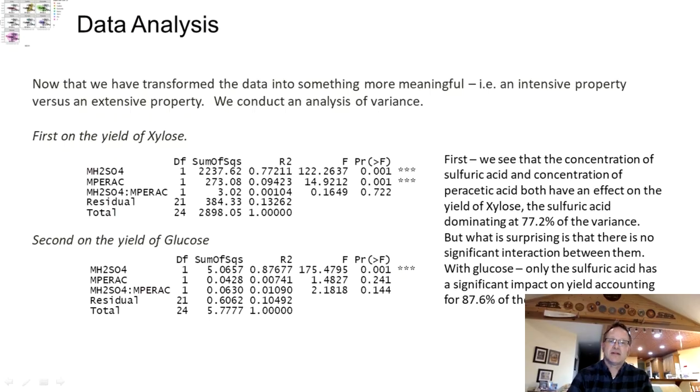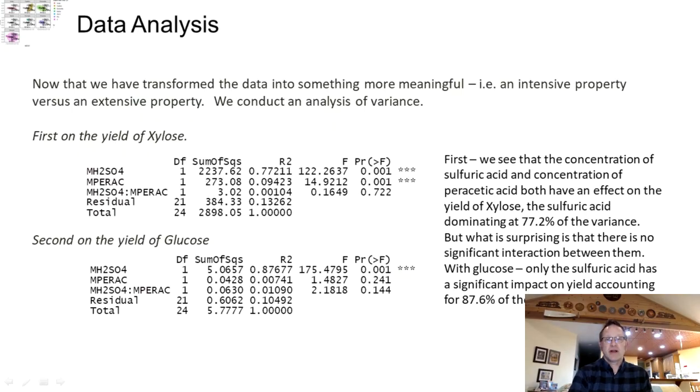So then I said, okay, now let's take a look and see what the effects are. I did an analysis of variance to see what was contributing to the yield of xylose and the yield of glucose. The first thing we see is that the concentration of sulfuric acid and peracetic acid both have an effect on xylose. In this case, when I did the analysis, 77% of the total variance in the data set is attributed to the sulfuric acid content, and only 9% is attributed to peracetic acid.